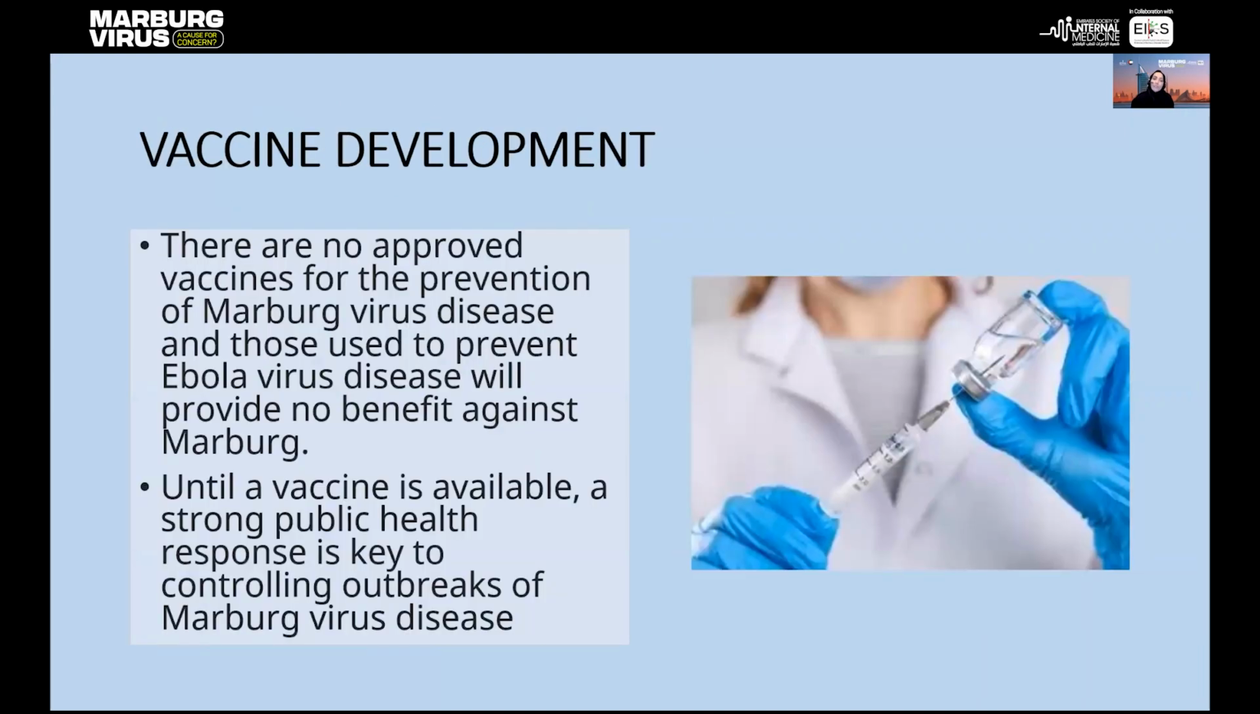What about the vaccine? Unfortunately, there is no approved vaccine for the prevention of Marburg virus disease, and those used to prevent Ebola virus disease will provide no benefit against Marburg. Until a vaccine is available, of course, we need a strong public health response to control the outbreak. But let's go through some of the preclinical and early clinical studies.